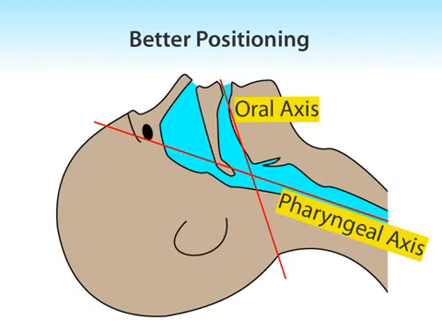The oral and pharyngeal axes are now much more aligned. Visualizing the cords requires less tissue displacement. This means less force with the blade and reduced tissue trauma. Also, the endotracheal tube will pass with a slight bend or no stylet at all. When intubating, optimize head and neck position within the constraints of your clinical situation.